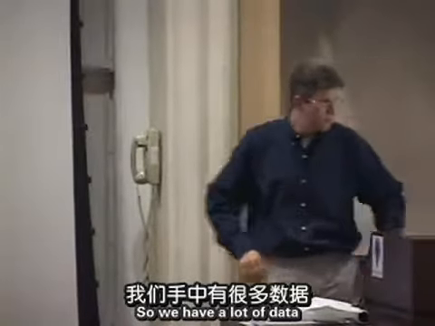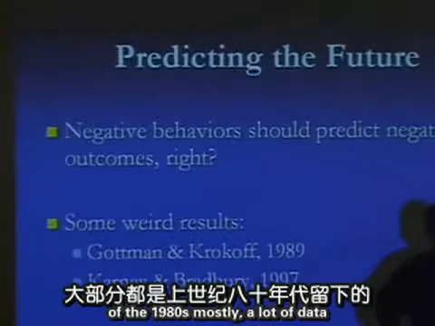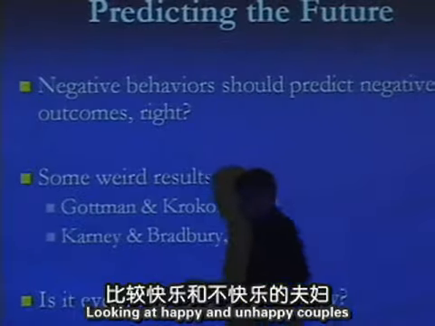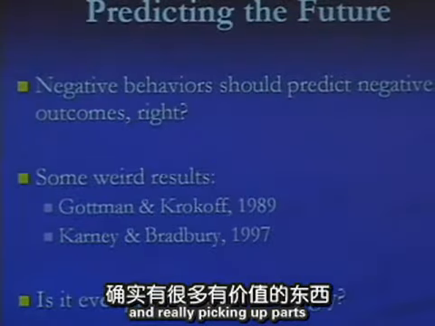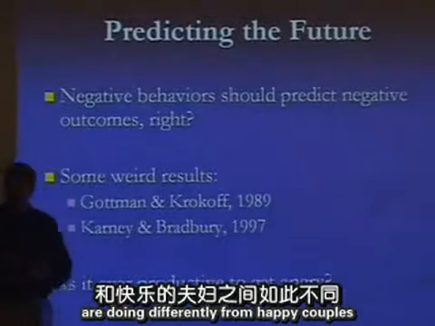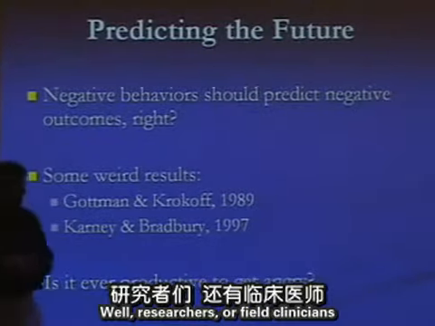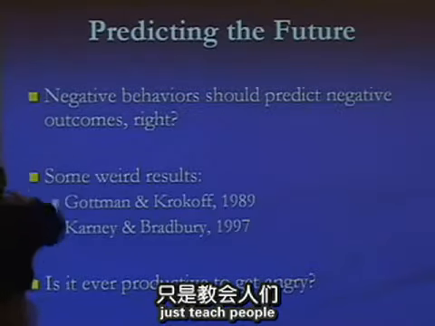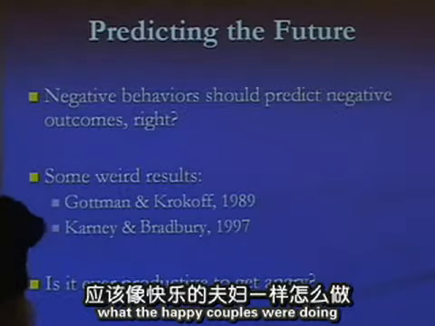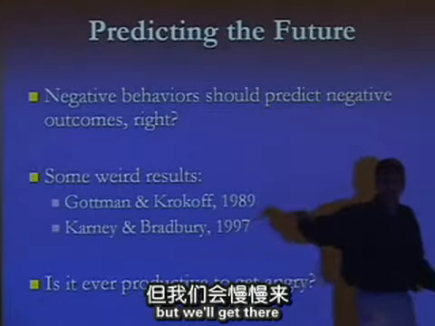So we have a lot of data from the 1980s mostly, a lot of data looking at happy and unhappy couples and really picking apart what it is that unhappy couples are doing differently from happy couples. Well, researchers immediately talk to clinicians and say, so clinicians, just teach people what to do, teach people to do what the happy couples are doing. Now, of course, Arthur points out that didn't really work so well, but we'll get there.